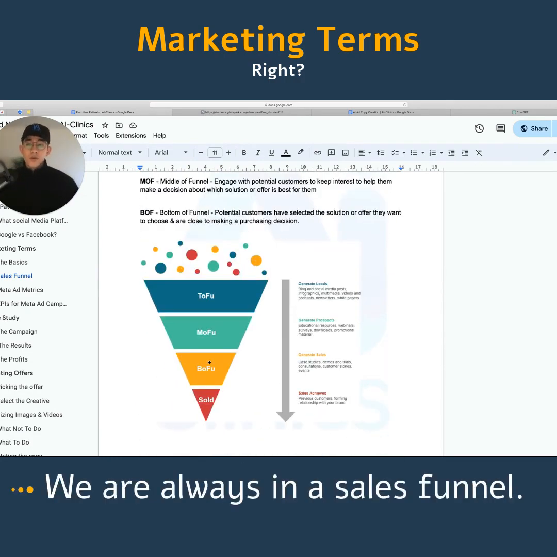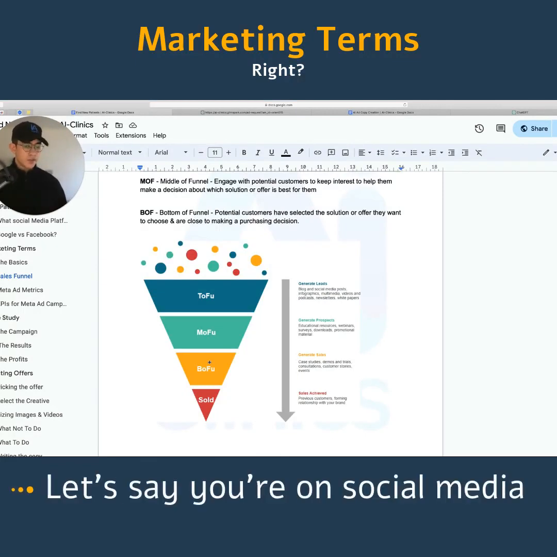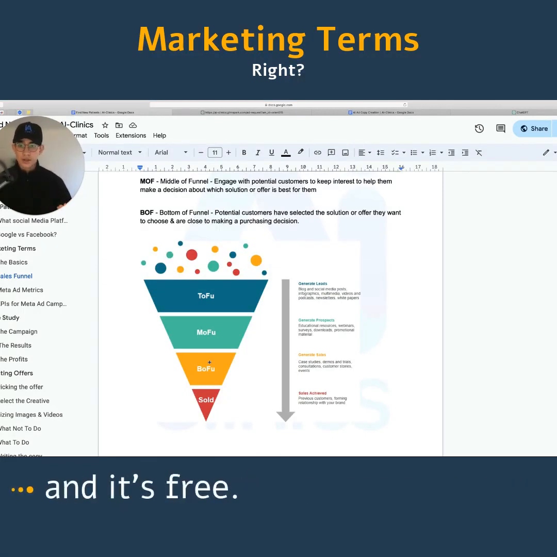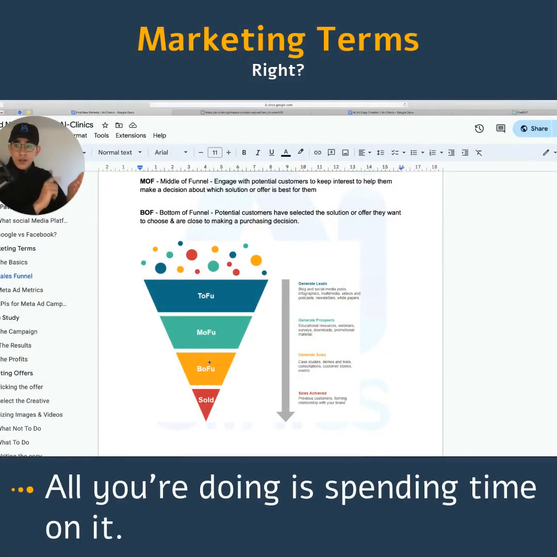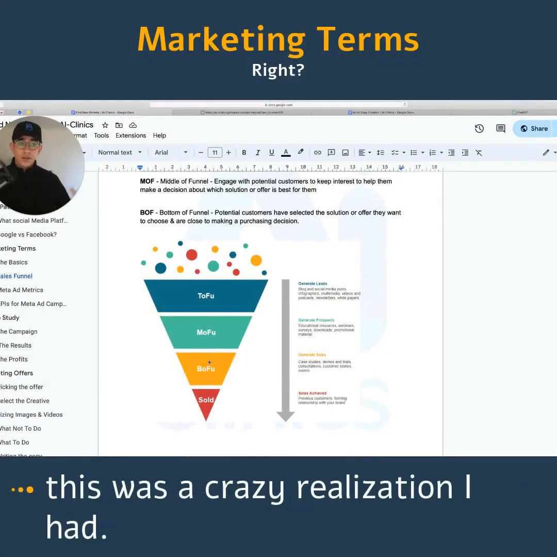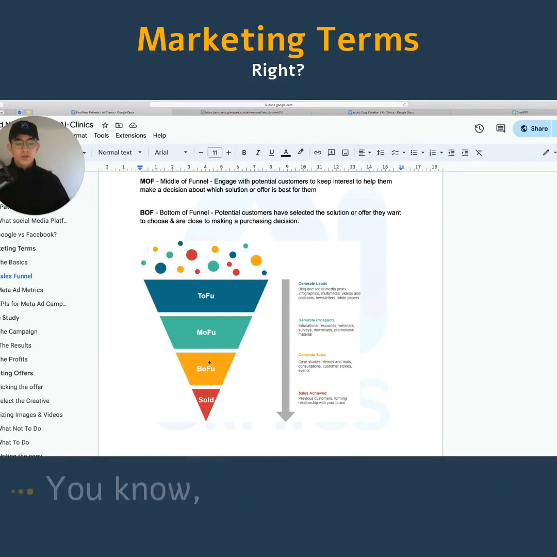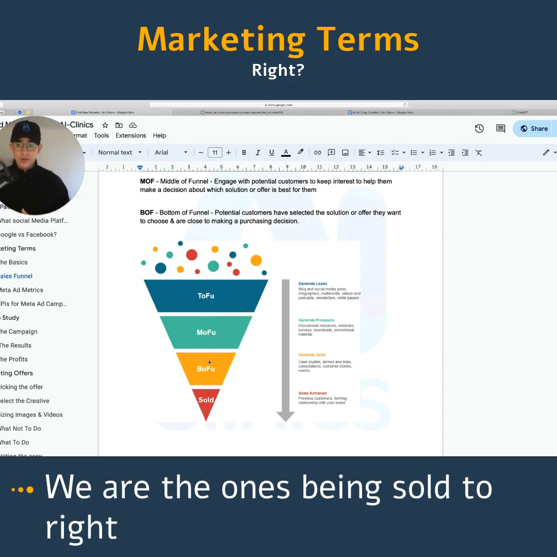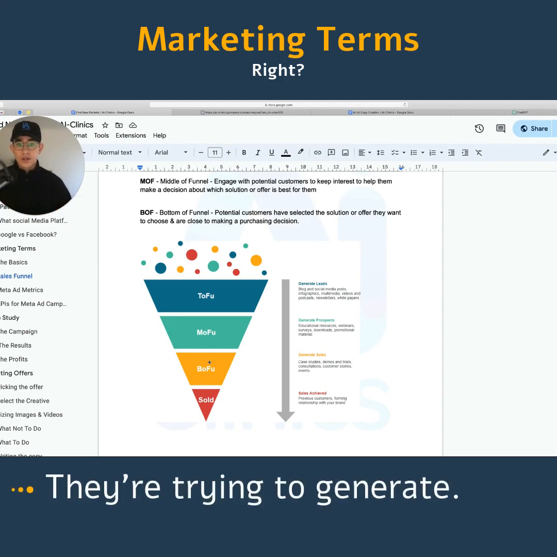We are always in a sales funnel. You just don't realize it. Let's say you're on social media scrolling and it's free. All you're doing is spending time on it. This was a crazy realization I had. A colleague of mine said to me that we are the product. We are the ones being sold to right now on social media. Even though it's free, we are the product.